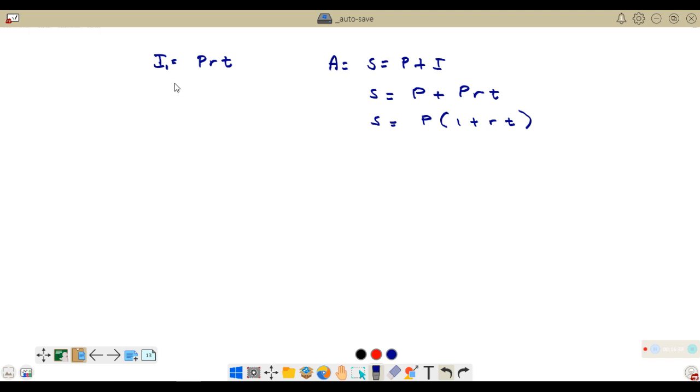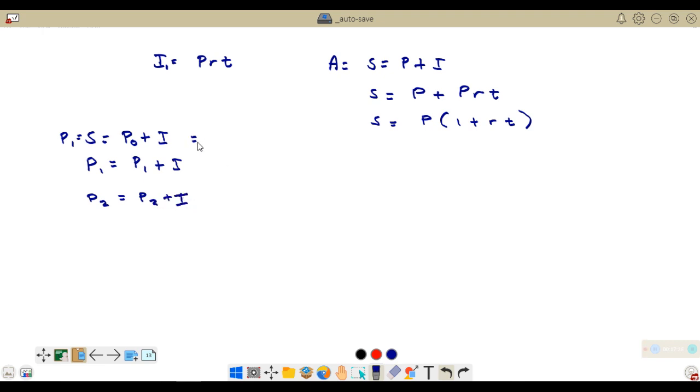Pero dito nga, hindi tayo basta magsi-simple interest lang. So, on the first year, your S is equal to P plus I. But on the second year, ito yung P sub 0 natin. Magkakaroon na tayo ng panibagong principal. So, this S will be our P sub 1. So, our principal for the first year. So, meron na tayo ditong P sub 2 is equal to P sub 1 plus I.